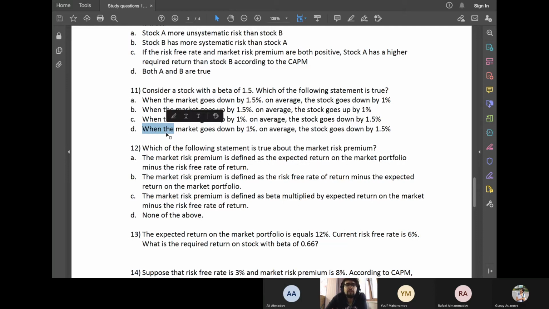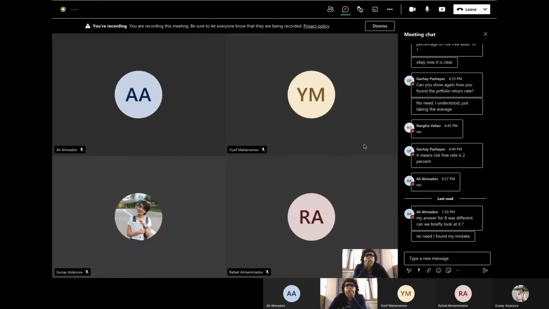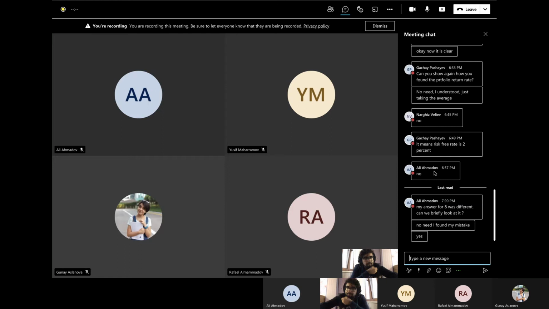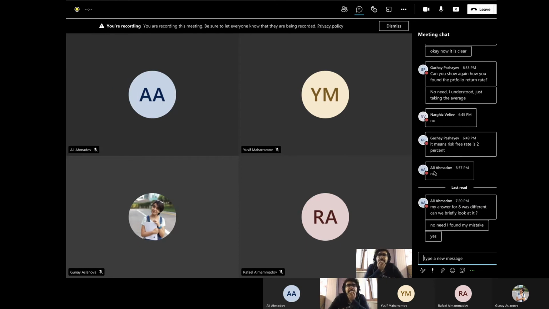Coming to D, when the market goes down by 1% on average, the stock goes down by 1.5%. That's our correct answer because we are multiplying 1.5 with the market rate. Is it clear? Okay.